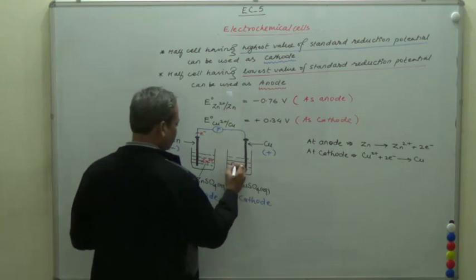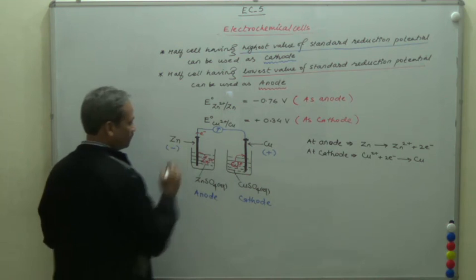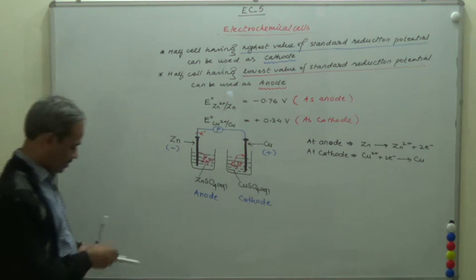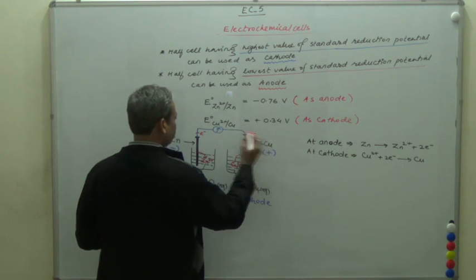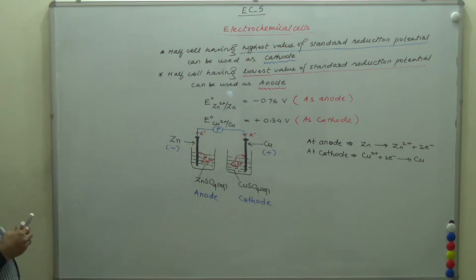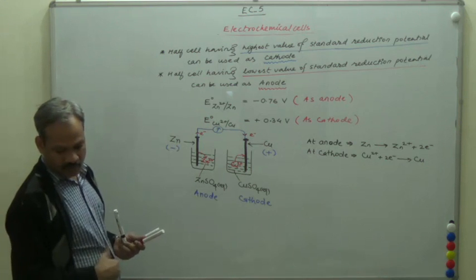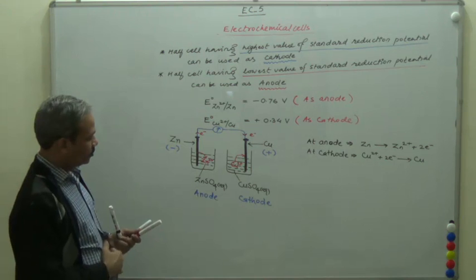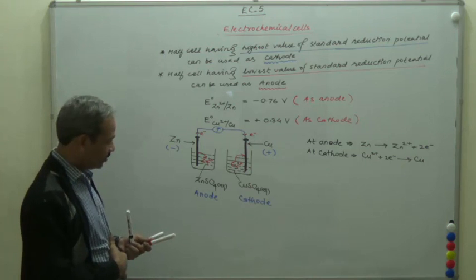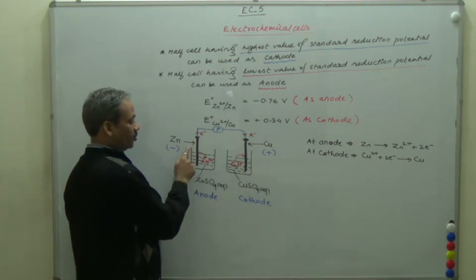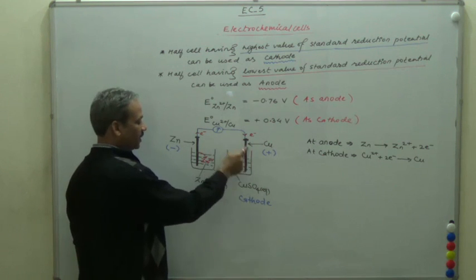So copper ion present in solution will move towards cathode and zinc ions are coming into solution. Electrons will enter the electrochemical cell through cathode and leave through anode. So by seeing the direction of flow of electron, we can identify the direction of flow of current. Electrons are flowing from anode to cathode, so current will flow from cathode to anode.